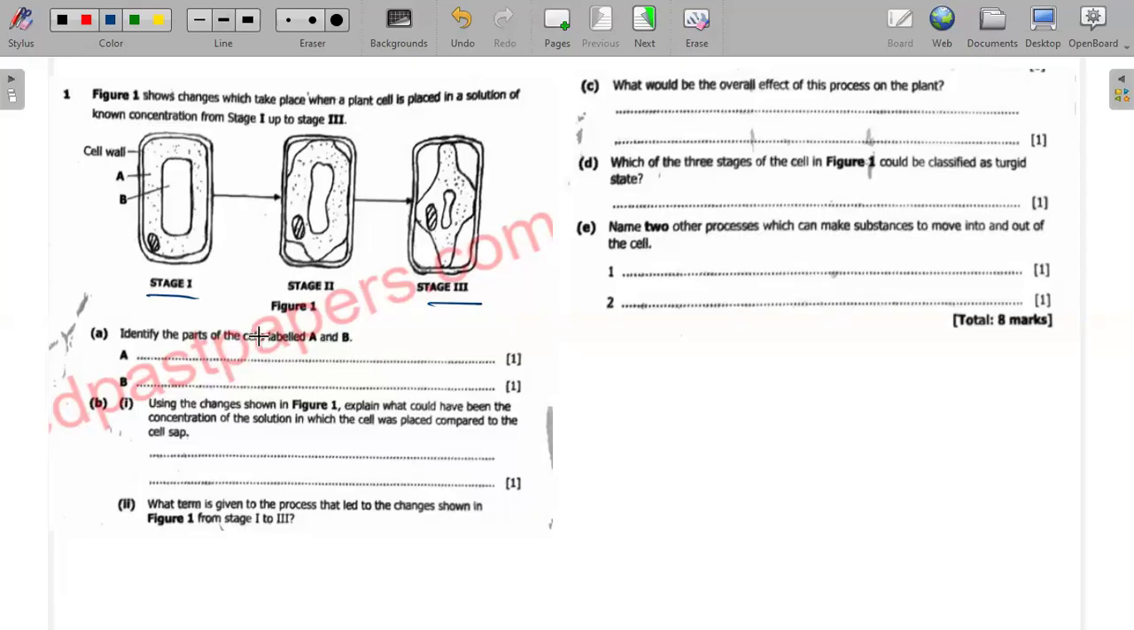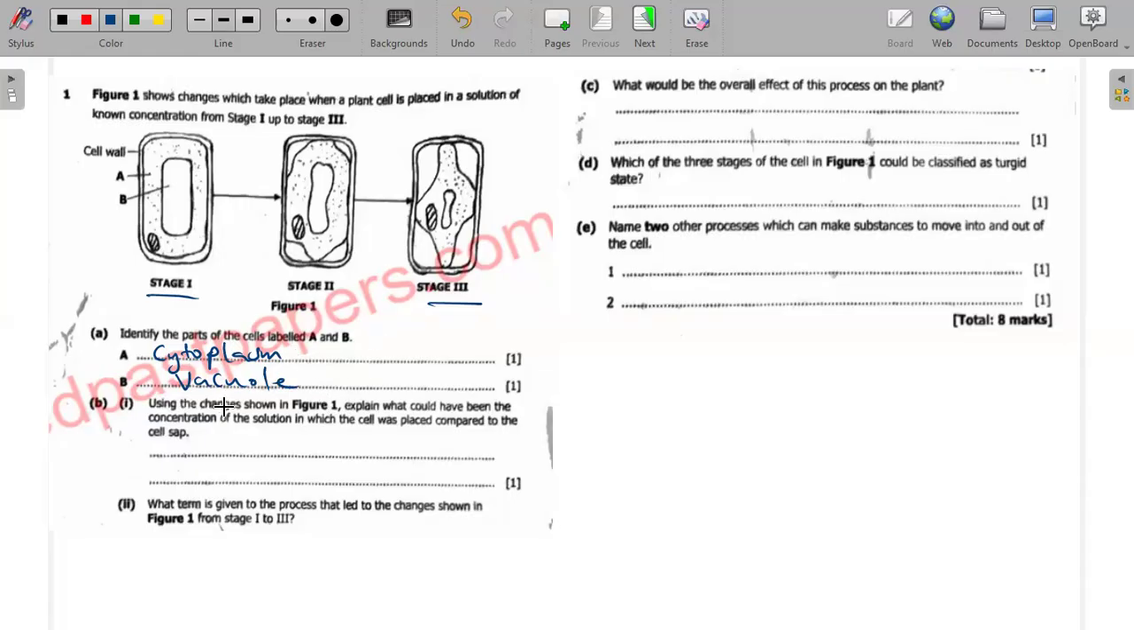So labeled A, that there is just the cytoplasm. And then B, this big structure here that is in the center of this cell, is just the vacuole. Okay, so those are the two parts, A and B.